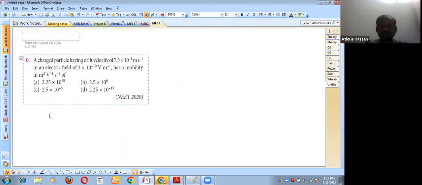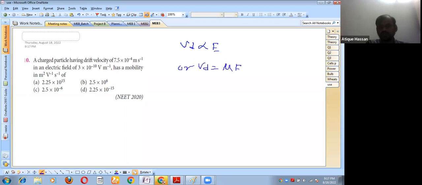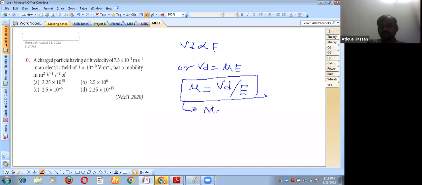There is a basic formula which we all know. Drift velocity is proportional to the applied electric field, or Vd equal to mu into E. This term mu is basically known as mobility. This term mu is called mobility. So based on that, we have to solve this equation. A NEET 2020 question. Very easy.